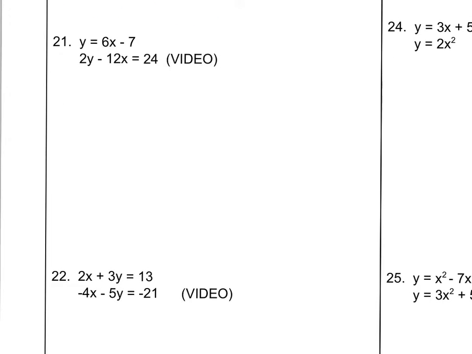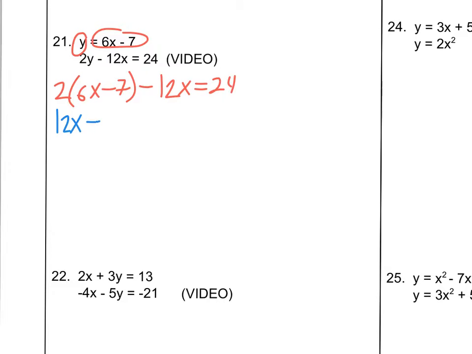Number 21. This one also doesn't look too bad to do from the perspective of substitution, because you already got a y by itself. So I might just plug this in. 2 times 6x minus 7, and then minus 12x is equal to 24. Do some distribution, we get 12x minus 14 minus 12x is equal to 24.